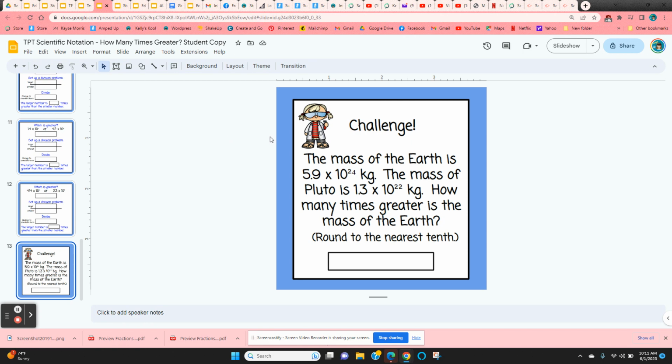This is a real life example of why we do this. And this is concerning the mass of Earth compared to the mass of Pluto. How many times greater is the mass of the Earth? And they're going to round this to the nearest tenth in order to solve. So there's their challenge problem.